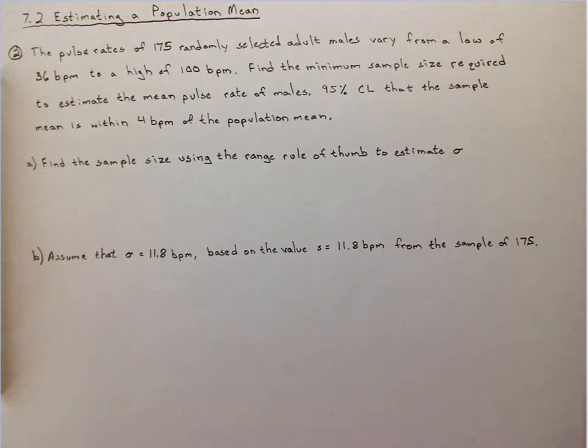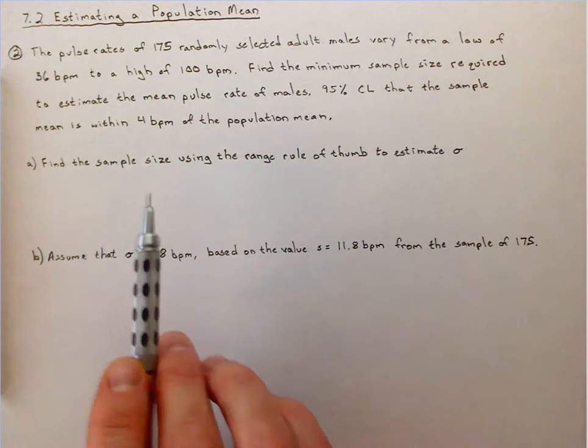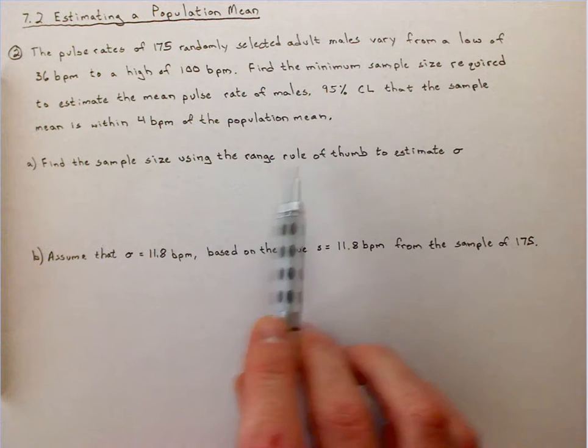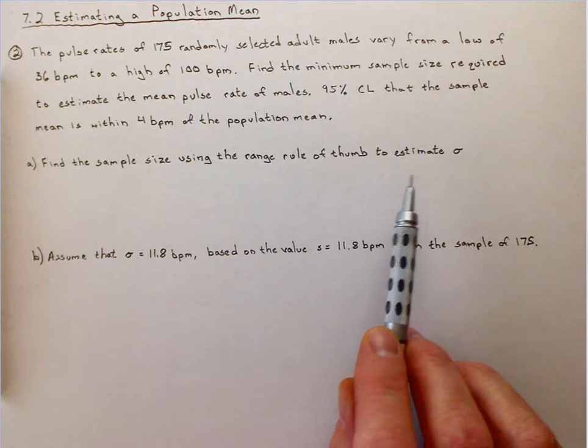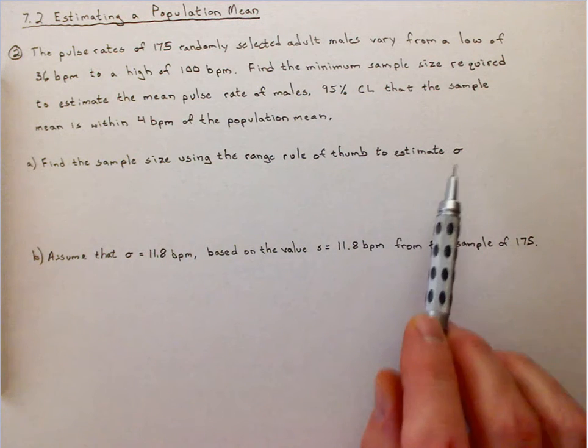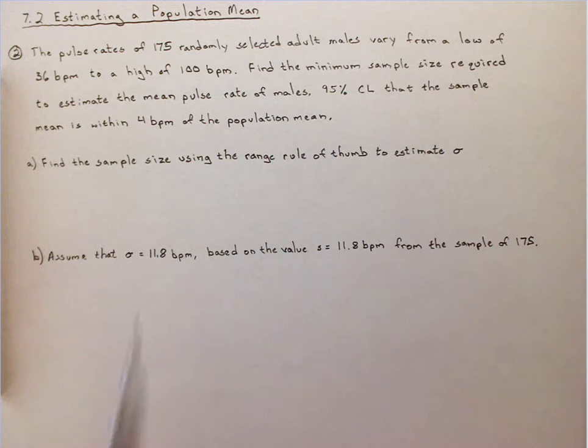Hello everyone, another homework problem from 7.2, estimating a population mean. In this problem, what we're going to do is determine the sample size. And there's two scenarios in this. One is that we're going to use the range rule of thumb to estimate our standard deviation. And then the other one is where we're given our standard deviation.